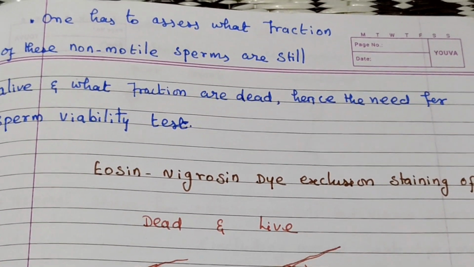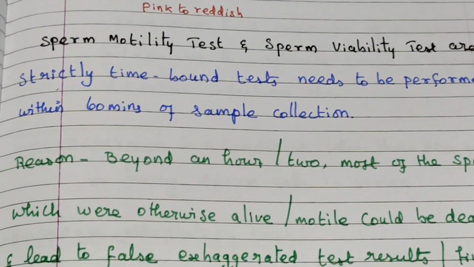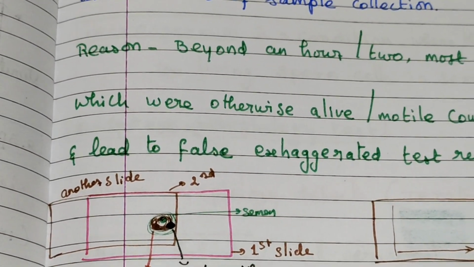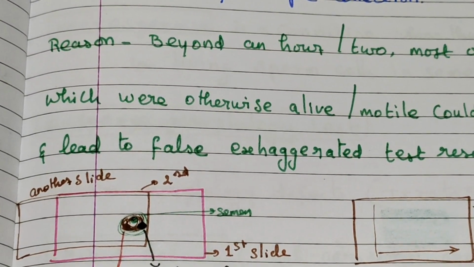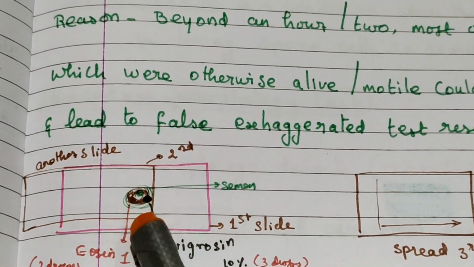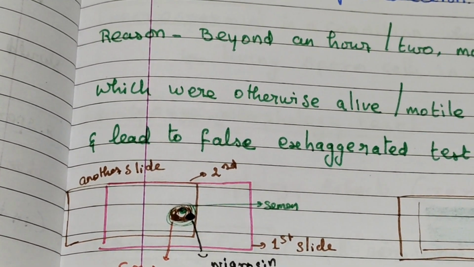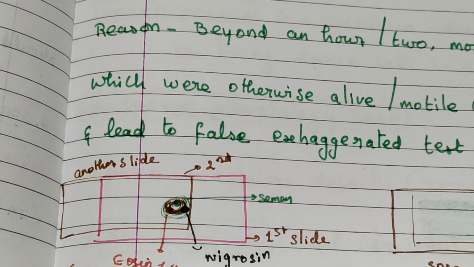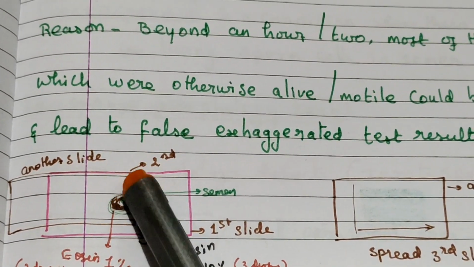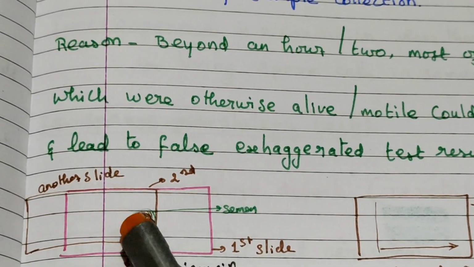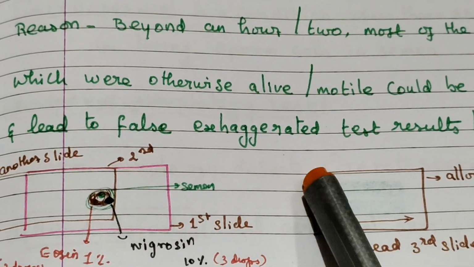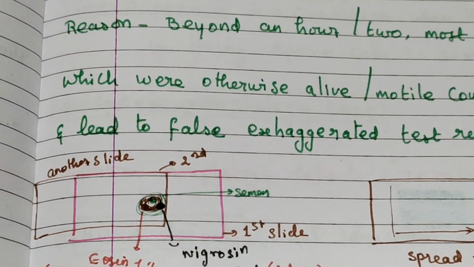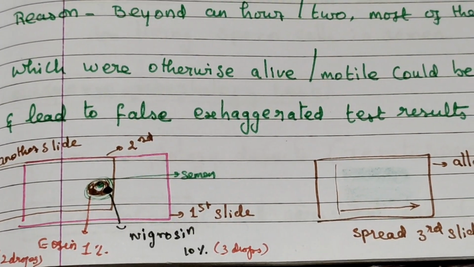Then take another slide. So this one is the other slide. The second slide touches one edge of the sample and prepares the smear on the third slide. So by using the second slide we take the sample, then place it onto the third slide and prepare the smear like this, in this direction. Allow the smear to air dry.